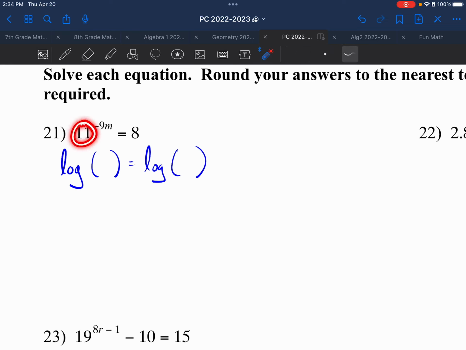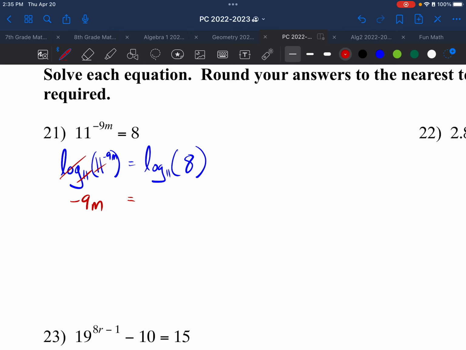Typically, we choose the base that is the base of the exponential, meaning we have log base 11, log base 11. It's 11 to the power of negative 9m and 8. There we go. And from there, things cancel out, log 11 base 11, and I'm left with a negative 9m, and that's going to be equal to log base 11 of 8.